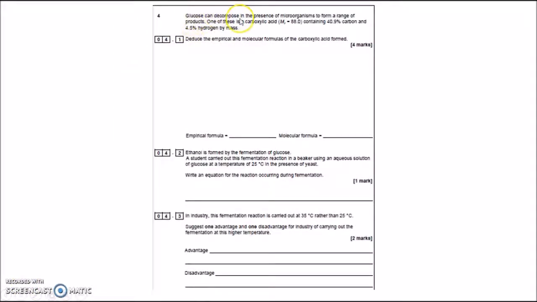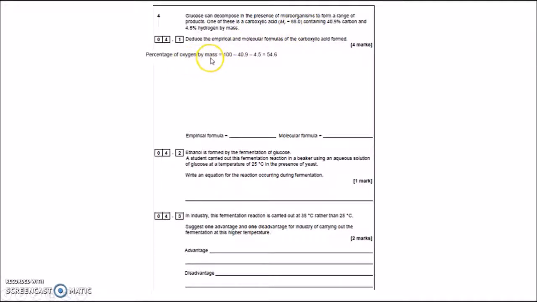4.1. Glucose can decompose in the presence of microorganisms to give a range of products. One of these is a carboxylic acid with a relative formula mass of 88, and it contains 40.9% carbon and 4.5% hydrogen by mass. If you add up 40.9 and 4.5, it doesn't come to 100%, and that's because a carboxylic acid has got oxygen in it as well. So the first step is to work out what percentage is left over, and that must be oxygen.